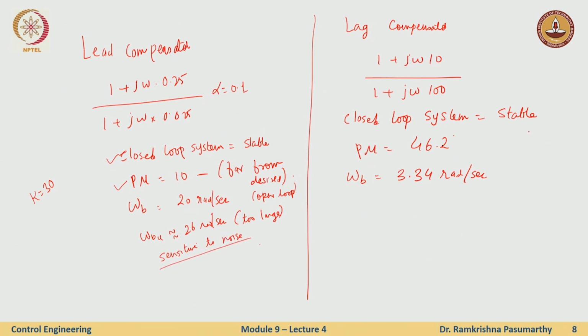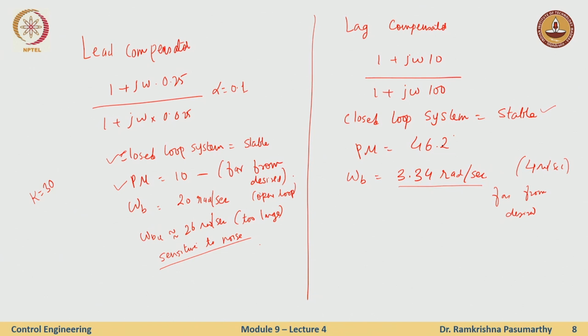Now what does the lag compensator do? Well, the good thing is the system is again stable. Phase margin is close to the desired, it's 46.2, and what we want is about 50. Now the bandwidth is 3.34. This is again for the open loop. The closed loop would be about 4 radians per second or even less, and you see this is far from desired. Here I am not really computing this, but I will just use the open loop bandwidth as an indication of what is happening in the closed loop system.